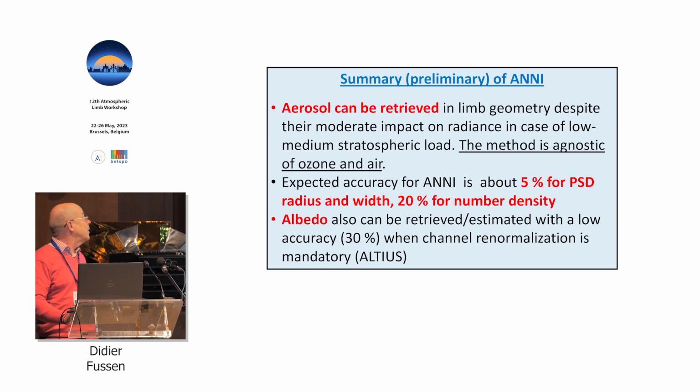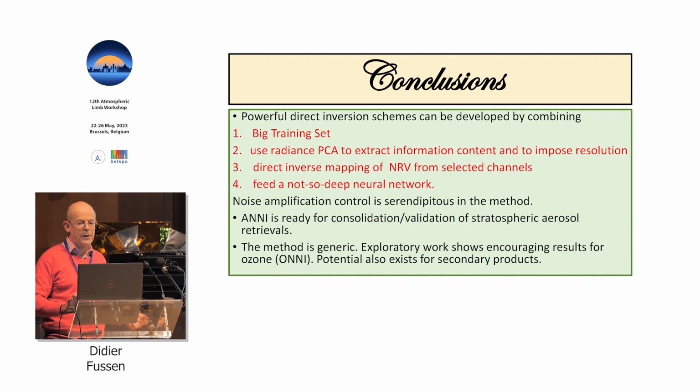A preliminary summary of this ANI method. Aerosol can be retrieved, in my opinion, in limb geometry, and it can be retrieved independently of ozone and air, because the neural network doesn't know anything about ozone and air. It just processes radiance data. We expect an accuracy of 5% for particle size distribution, assuming log normal, of course, radius and width, and 20% for the luminosity. Albedo is anecdotic and should be improved on the absolute radiance.